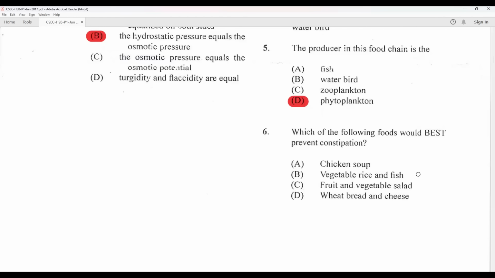Question 6, which of the following would best prevent constipation? We are looking for something that has plenty fiber or water, and of the best options. We have chicken soup. Yes, we get liquid, but the chicken part, vegetable, rice, and fish. Vegetable part, but we know vegetable rice have more rice than vegetables, and fish is protein. Fruits and vegetable salad. Oh, plenty fiber there. Wheat, bread, and cheese. So the best answer, because they make sure and told us it with capital letters, is C.